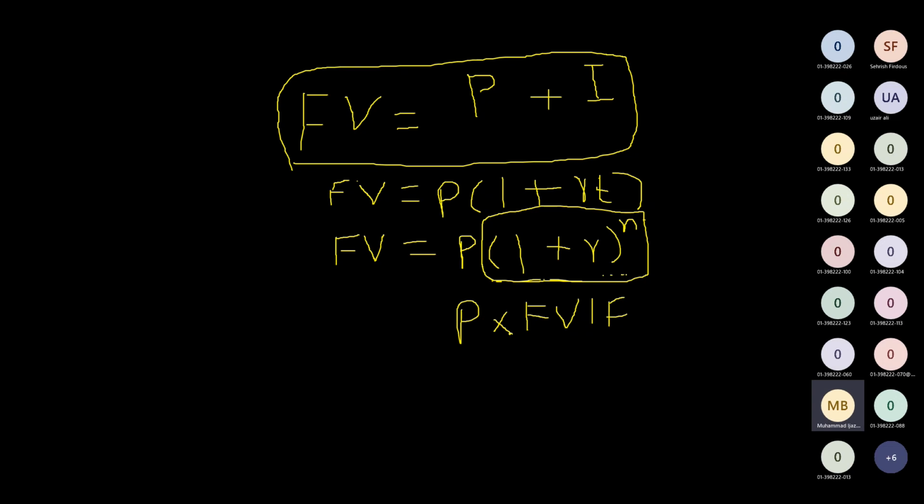So these were the formulas that we studied in the last class. We saw how to calculate future value in general, how to calculate future value using simple interest, how to calculate future value using compound interest, and how to calculate it using a future value interest factor table. Correct?